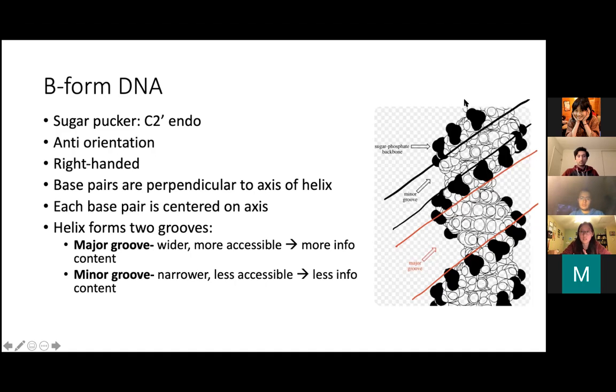So axis of helix meaning a line, like if you were to run a line through the helix, and the base pairs would be like horizontal to that, and they would form a 90-degree angle. And so they are perpendicular to each other. And also each base pair is centered on the axis. And also the helix forms 2 grooves of unequal size, as we talked about.